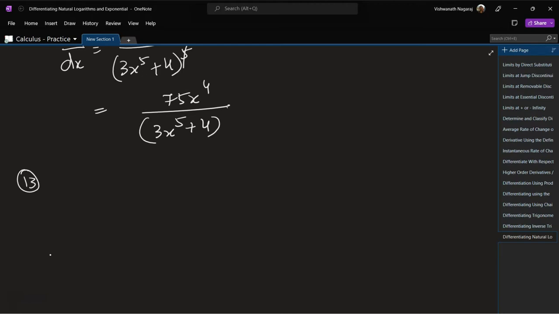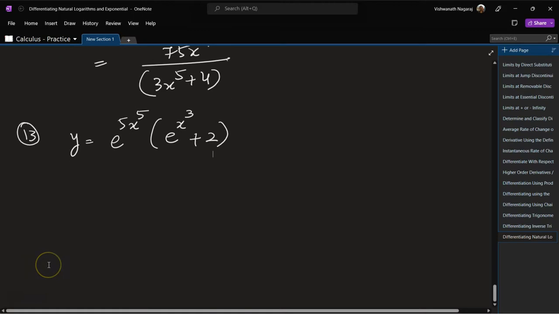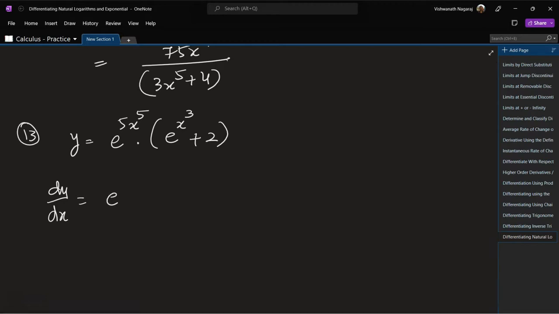Okay, y is equal to e to the power of 5x to the power of 5 times e to the power of x to the power of 3 plus 2. Again, dy by dx. Here there is a product, so you apply the product rule. The first remains as it is, e to the power of 5x to the power of 5, and the derivative of this would be e to the power of x to the power of 3 plus 2, times the derivative of x to the power of 3, so 3x square, plus.